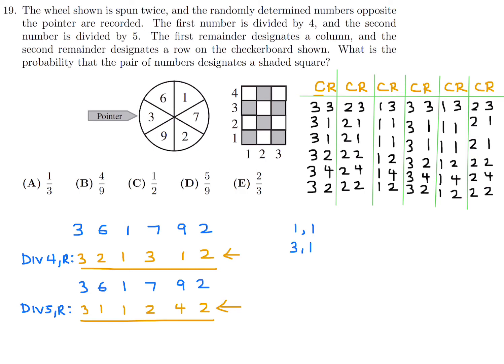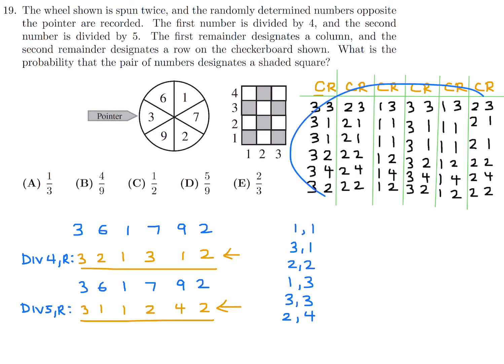They've kind of done it in a weird way. The columns is fine, but for the rows, they've gone up instead of going down, which is a little confusing, but that's okay. The next shaded square is the second column, second row. That shaded square is the first column and the third row. The next shaded square is the third column and the third row. And the final shaded square is the second column and the fourth row.